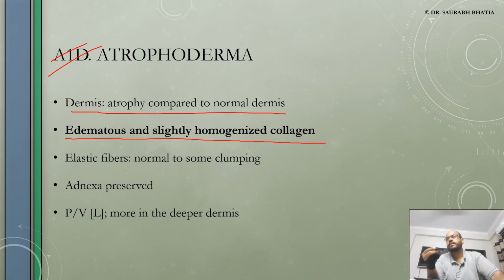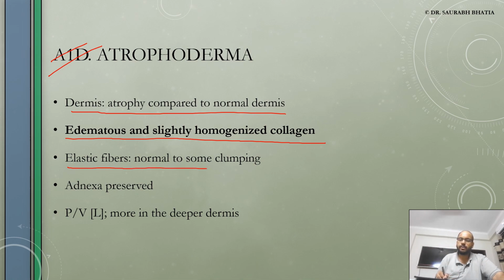Now remember these words: bulky, thickened, homogenized, paler. That is the thing that differentiates pathological collagen from normal collagen. So in biopsy of collagenous disorders, you will keep on hearing these words: slightly homogenized collagen, highly eosinophilic collagen. These kinds of words you will hear.